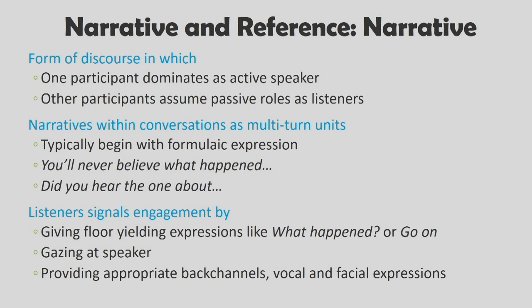In contrast to that, we have something called a narrative, which is a form of discourse in which one participant dominates as the active speaker, while the other participants assume the passive role of listener. And so that is what narratives are mostly about. The most extreme example of a narrative would be a speech or a lecture where the audience is sitting quietly while the speaker is talking. So let us now look at the various variables which affect narratives, and then let us look at the nature of narratives to start with.